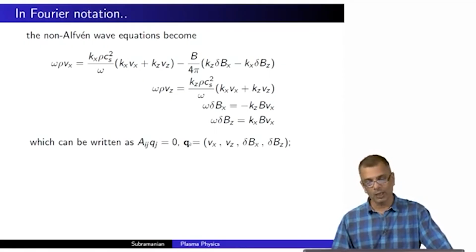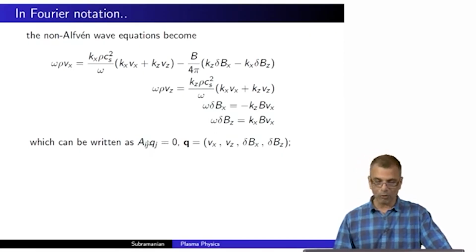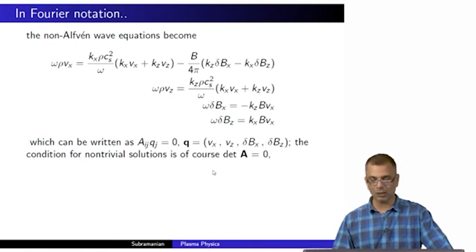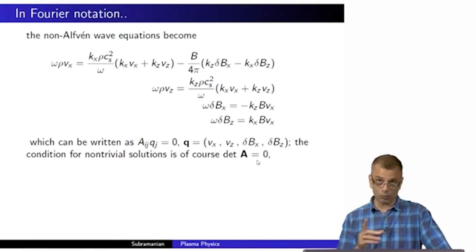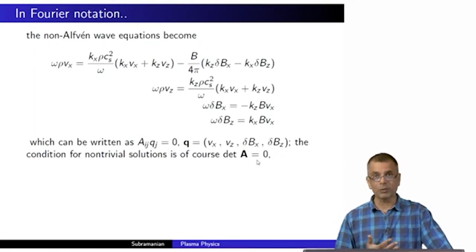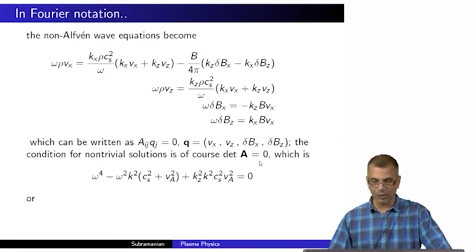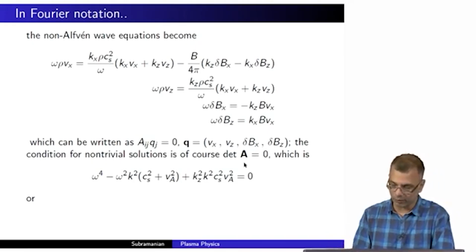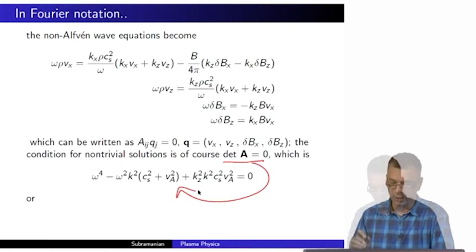So the Q is just this, and in order to have non-trivial solutions, you have to have the determinant of this matrix equal to 0, and so that is what's going to give us the dispersion relation. As we will see, the dispersion relation is now this. This arises from simply the determinant of A equals 0. This gives rise to this whole thing, right?